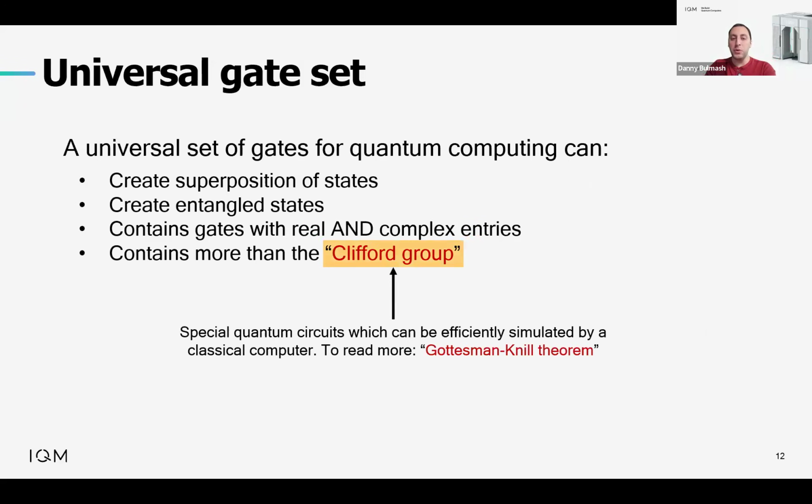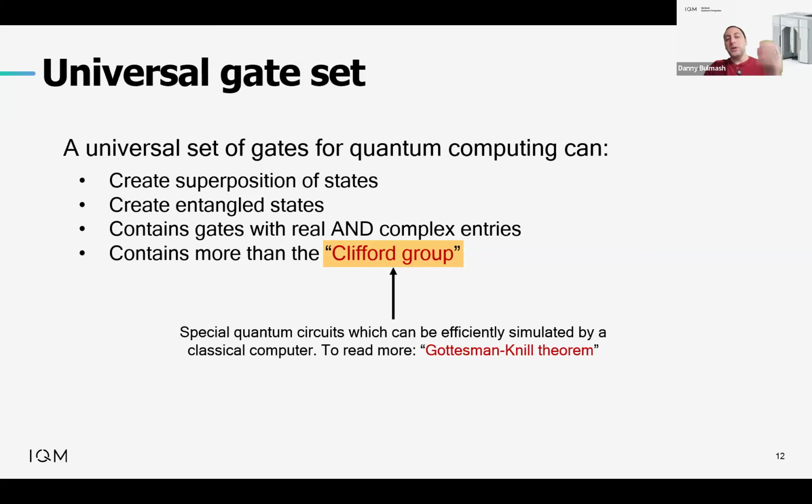Now, this is for those of you who are interested. The Clifford group is a special set of quantum circuits which can be efficiently simulated by a classical computer. So not all quantum circuits are hard to simulate on a classical computer. An arbitrary quantum circuit is hard to simulate, but the Clifford group is special. It's a special set of circuits that are classically simulable. And if you're interested in this, you should read up on what's called the Gottesman-Knill theorem, named after the discoverers of that theorem.